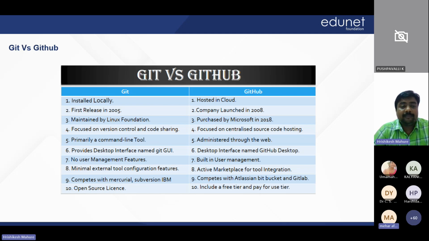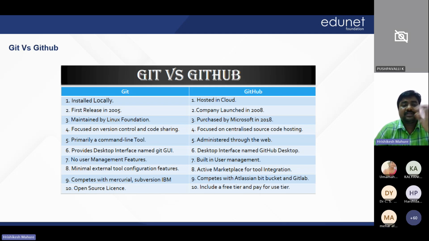A graphical user interface will be provided in our operating system as well, and we will see how to use it. Git has no user management feature, whereas GitHub has a built-in user management feature. Both are open source licensed. And we have two options: someone can pay as per requirement, and someone can use the free format as well. So this is the difference between Git and GitHub.